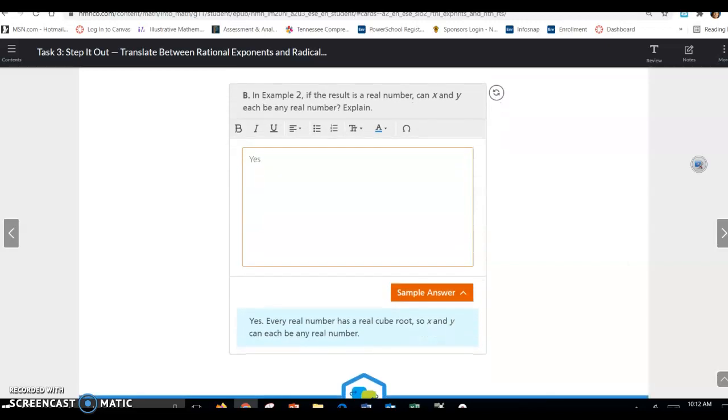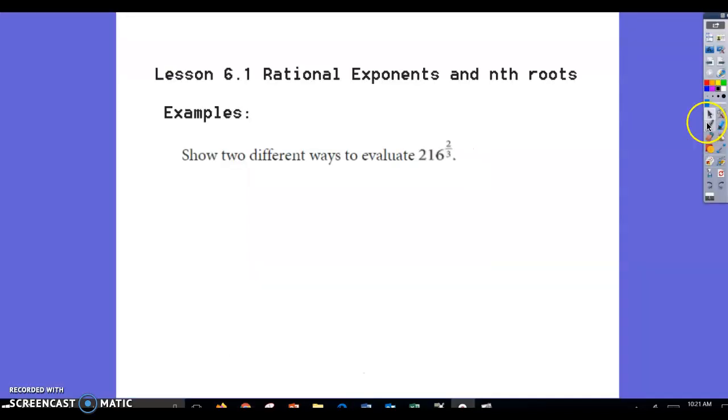Let's see what they say. Yes, every real number has a real cube root. So x and y can each be any real number. All right, that's all for task 3. We're going to move on to some examples.